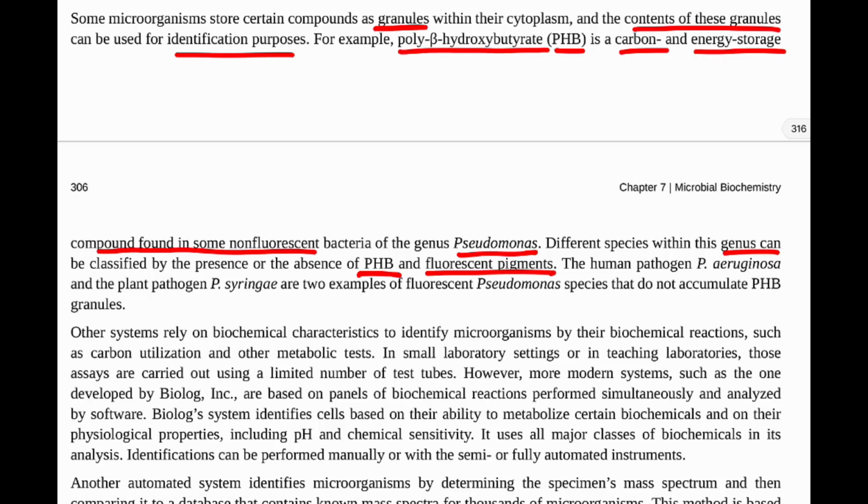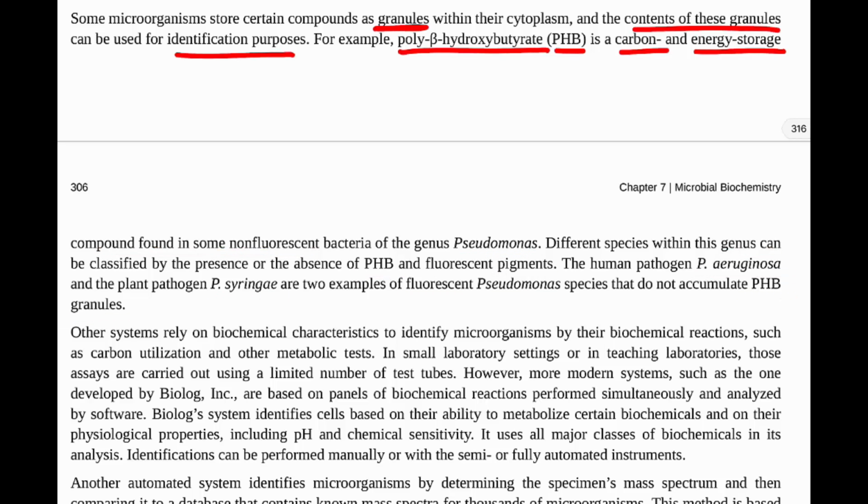So the human pathogen P. aeruginosa and the plant pathogen P. syringae are two examples of fluorescent Pseudomonas species. They do not accumulate this PHB in their granules. They don't have any PHB granules, but they are fluorescent Pseudomonas.